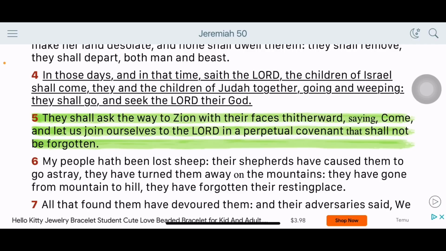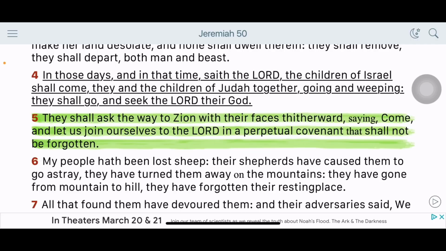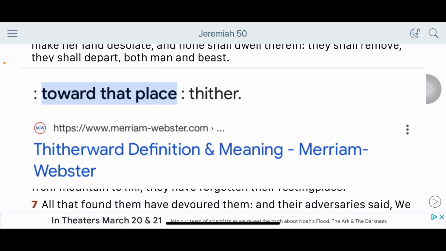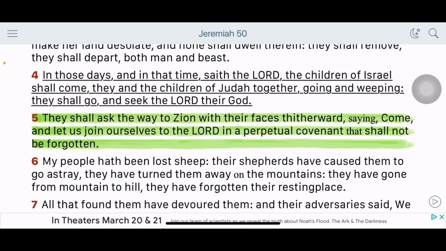Now, why is this important? It says they shall ask the way to Zion. I mean, they're like, where's Jerusalem at? Where is Jerusalem? They shall ask the way to Zion, which means they're asking themselves, where is Jerusalem? But it says their faces shall be thitherward. That means their faces shall be towards Jerusalem. They're literally going to be looking at Jerusalem. And they're going to be saying, wait, aren't we supposed to be going to Jerusalem?